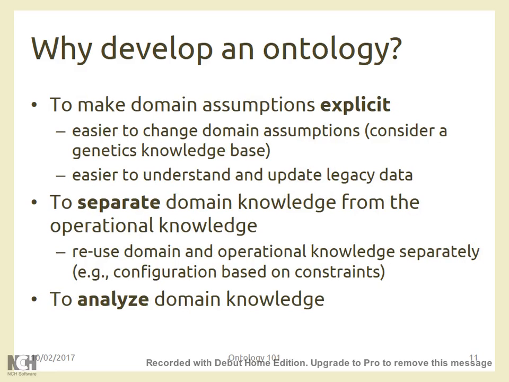Another reason is to make domain assumptions explicit, so that it is easier to change them. For example, in genetics, it's quite common that some domain assumptions change based upon new discoveries. And also it's easier to understand and update data that maybe are legacy. An ontology is also useful for separating domain knowledge from operational knowledge: the information that pertains to a domain, and the knowledge that you use to create a software product to inform people about something in your domain. You can separate these. And also to analyze a specific domain knowledge: you create an ontology to better classify, to better structure something in that domain.